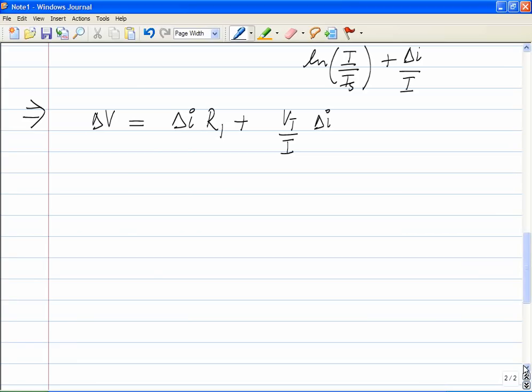Pardon? So we already know I, and I happens to be the current in the loop when a voltage V1 was applied. We are interested in finding the current in the loop when the voltage applied was changed from V1 to V1 plus delta V, where this delta V was a small increment around V1.